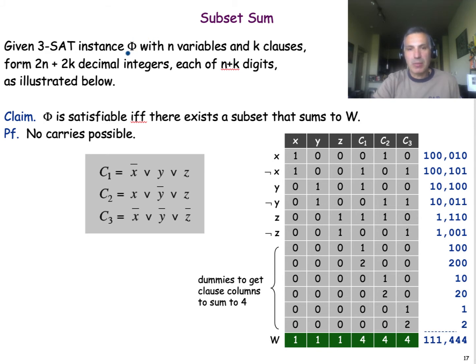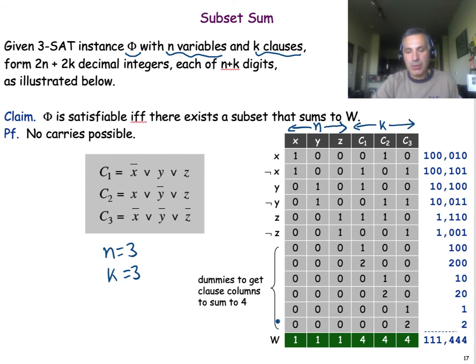Suppose that the expression of 3SAT that we start with has n variables and k clauses. Okay, so in this example, for instance, we have 3 variables, x, y, and z, and we have 3 clauses, right? So as we will see, we will construct numbers that have n plus k digits. We have n digits for the variables, x, y, z, the first 3 columns, and k digits for the clauses. We have these 3 columns for the clauses.